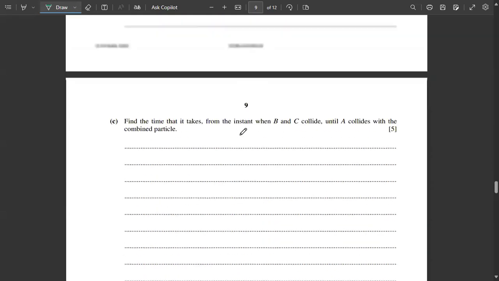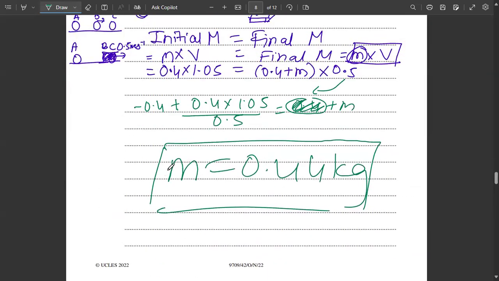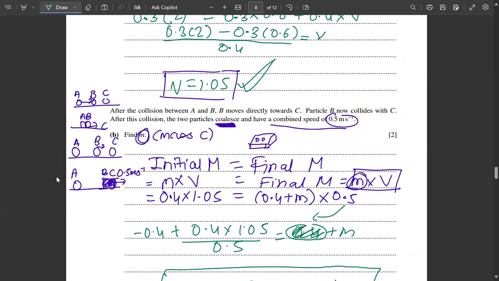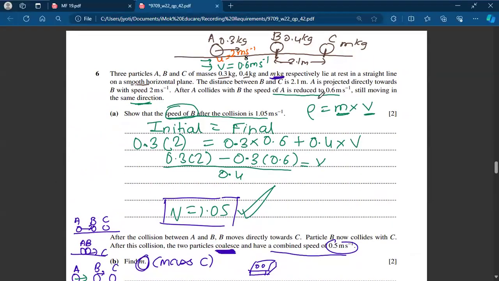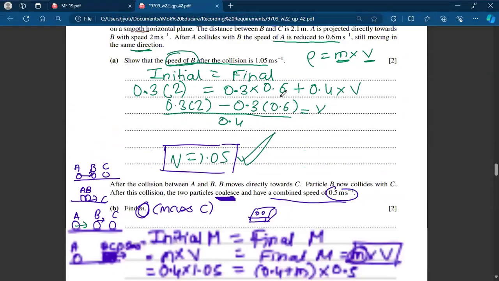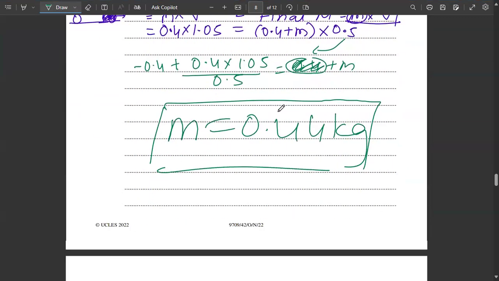Find the time it takes from the instant B and C collide until A collides with the combined particle. So now what do they mean here? We came here already. First A collided with B. Then A started to move, right? After A collided with B, A did not stop. A was still moving. At what speed? A was moving at 0.6 m s^-1. And now after B and C collided, this started to move at 0.5 m s^-1.